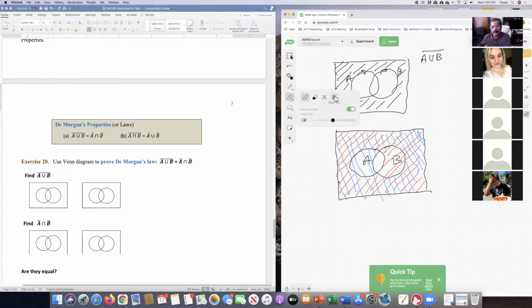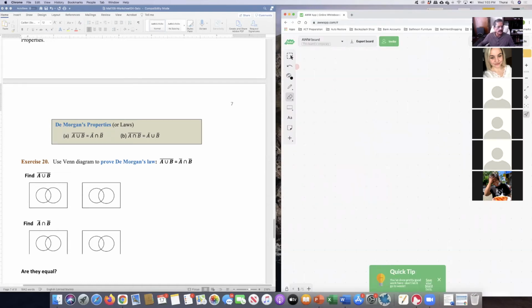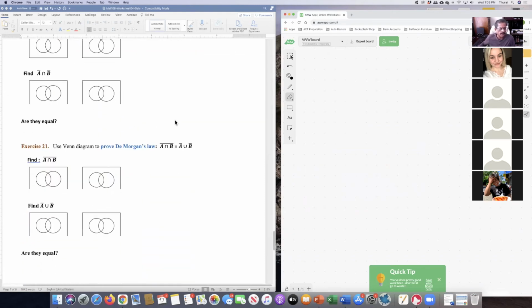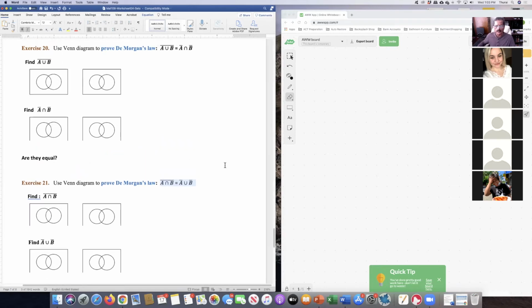All right, now I'm going to go into the second De Morgan's law. I'm sorry, not that. The second De Morgan's law is A intersection B bar is the same as A bar union B bar. Okay, so we're going to work out both in two different pictures and show that they're equal. My first picture is going to be A intersection B bar.